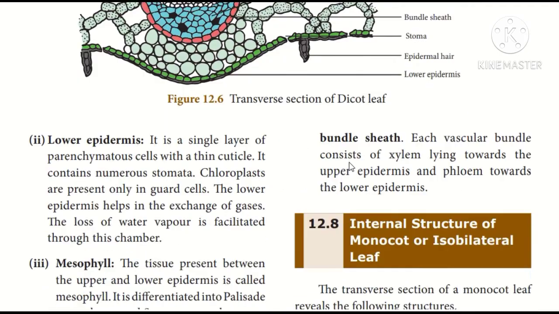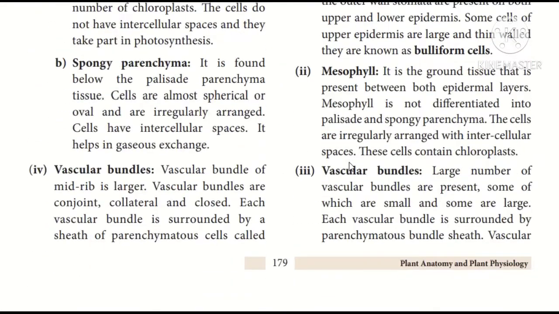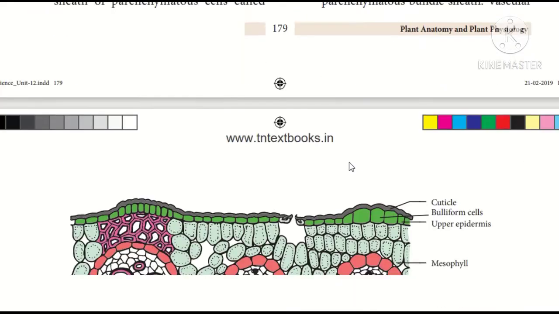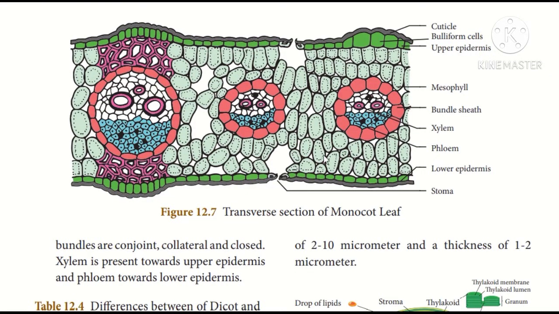And coming to the last topic in this slide, the internal structure of the monocot leaf. The grass leaf is given as an example. As usual, this topic starts with the epidermis, which is the outermost layer, and the monocot leaf has an upper and a lower epidermis.